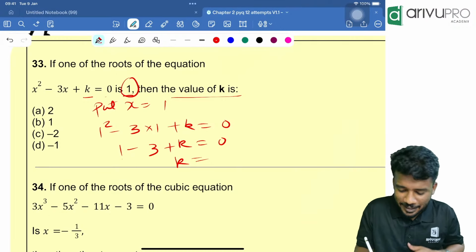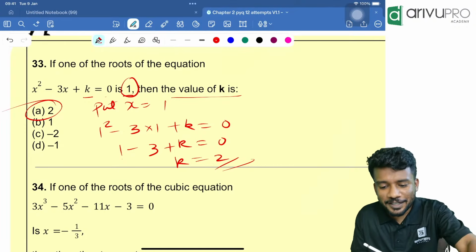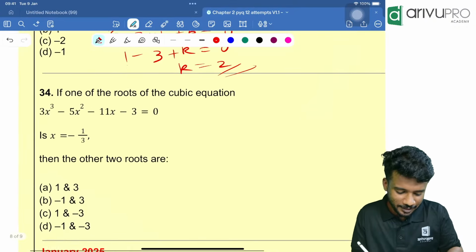Minus 2 goes to the other side. K is equal to 2. Option A is your answer. I hope that you got it. Next question.